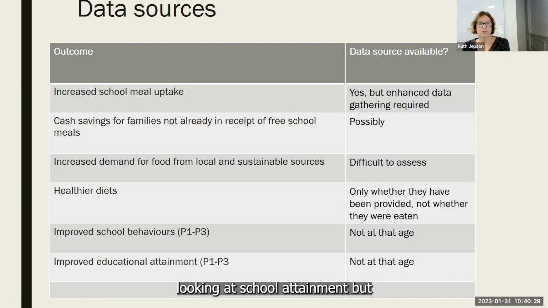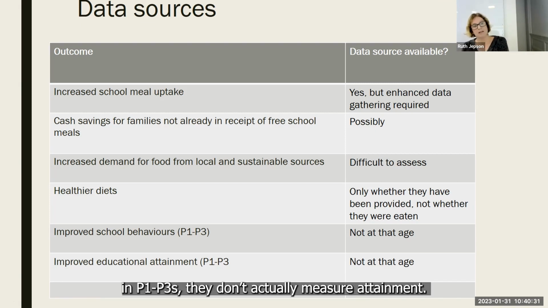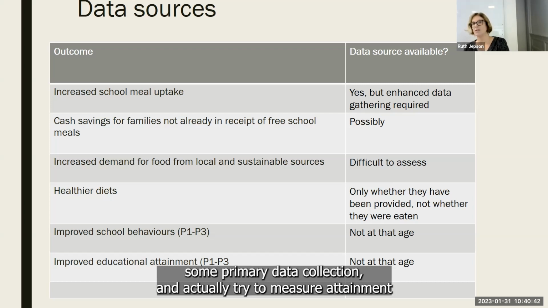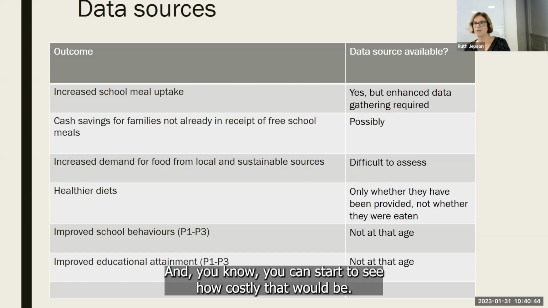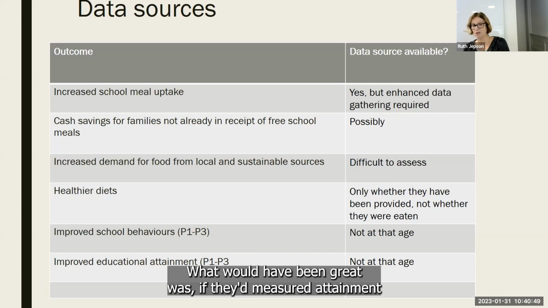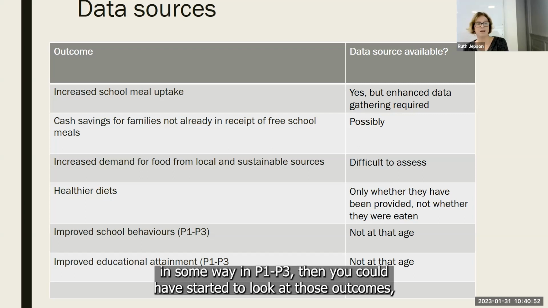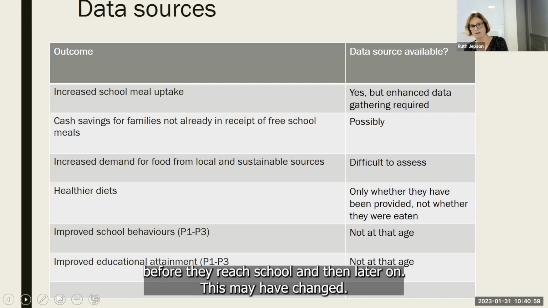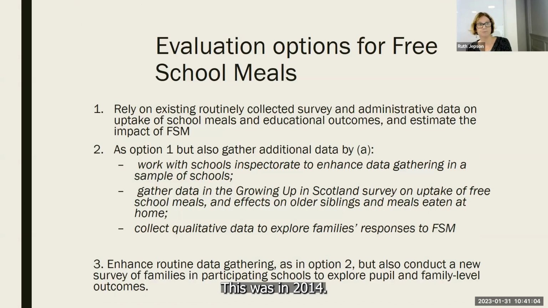Interestingly, they're looking at school attainment, but in P1 to P3, they don't actually measure attainment. So if you wanted to measure attainment, then you would have to do some primary data collection and try and measure attainment in all those schools. And you can start to see how costly that would be. What would have been great was if they measured attainment in some way in P1 to P3, then you could have started to look at those outcomes. But they measure it, I think, as far as I remember, before they reach school and then later on. This may have changed. This was in 2014.